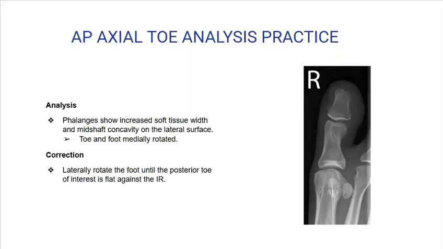In looking at this practice analysis, again, we're going to evaluate the midshaft concavity and soft tissue width. It is increased on the lateral surface. This should indicate to you that the toe and foot are medially rotated. In order to take corrective action, we need to laterally rotate that foot until the foot and toe are flat against the IR.